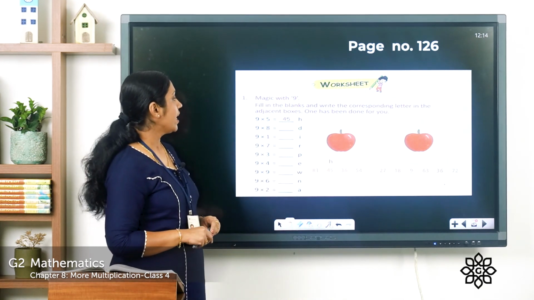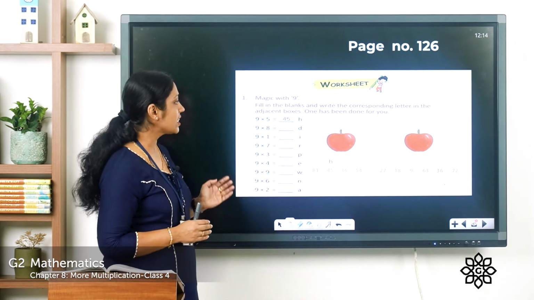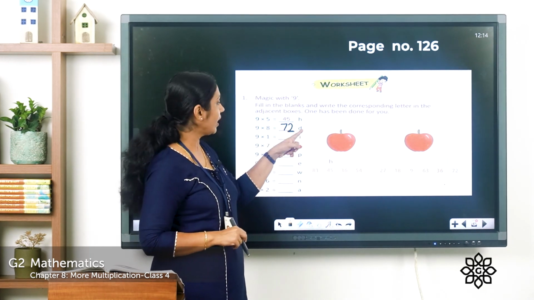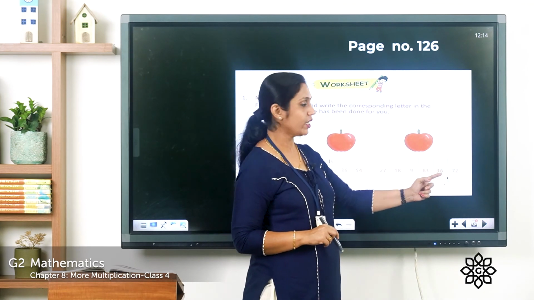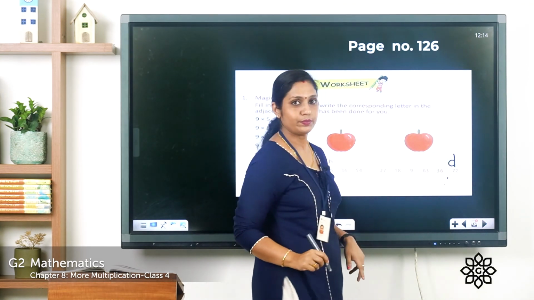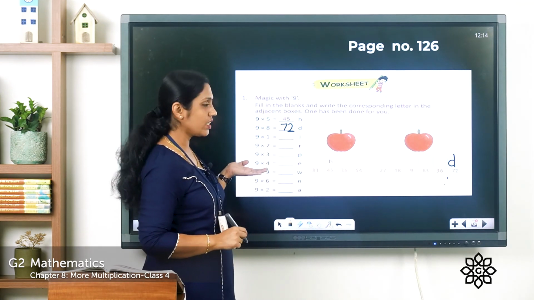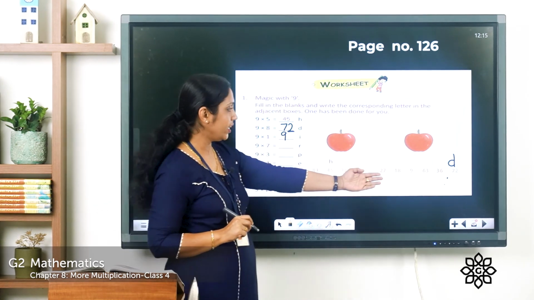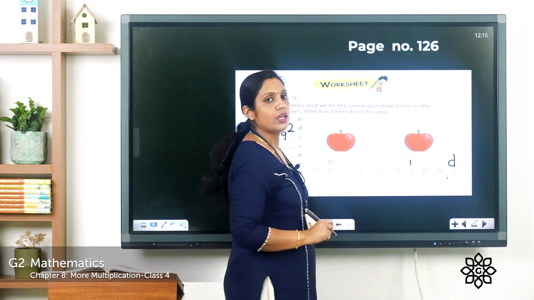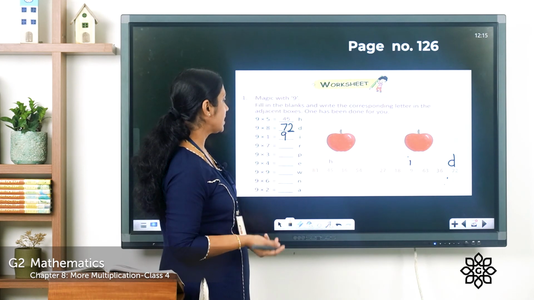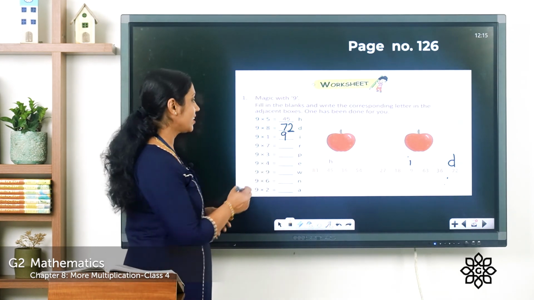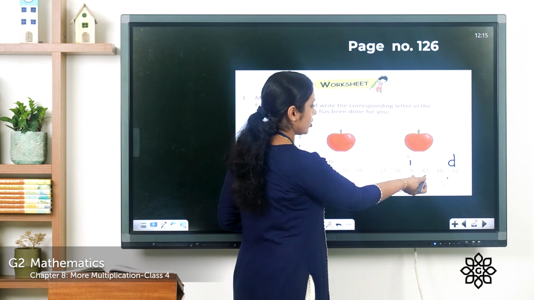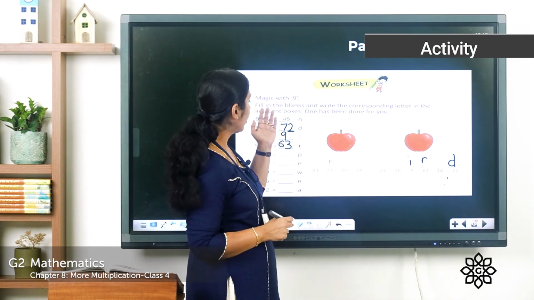Now look at the second one. 9 8s are. So how much is 9 8s are? 9 8s are 72. So write 72 here. Get the answer 72, and you can find the letter D. So go find out the number 72 here, and there you can write D. The next one, 9 into 1 is equal to 9. And here you get the letter I. So find out the number 9 here and write I near to 9. The next is 9 into 7. 9 into 7, 9 7s are 63. So find out the letter R and go to the 63 and write R here. Similarly, you can complete the rest of the exercises.